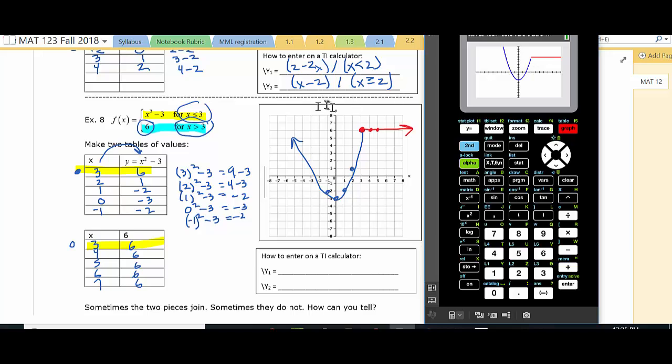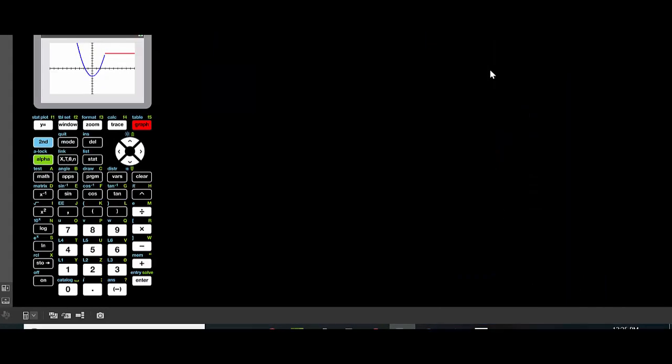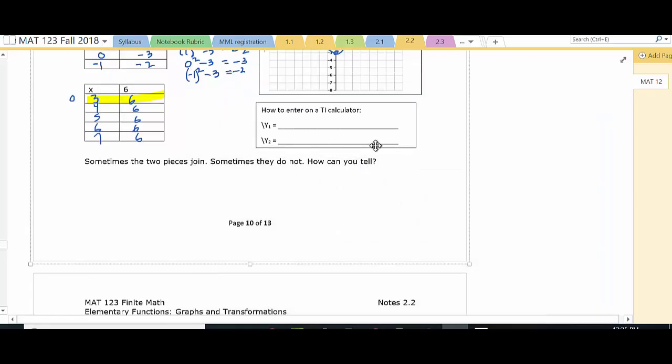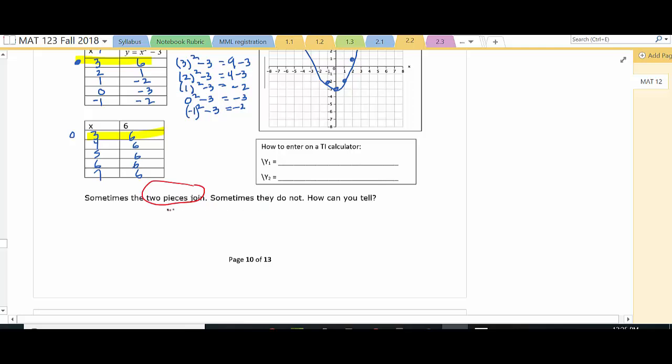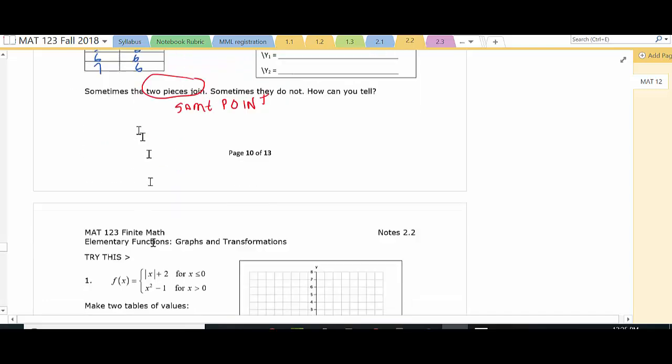Okay. All right, now let's try to do this on this next page. One thing I wanted to show you is I said sometimes the pieces join. Here's how you can tell: you can basically just tell that you have the same point. Notice that you had 3, 6 and you had 3, 6. If those first initial points are the same, then they're going to join. If they're different, then there's going to be a gap. Okay, that's the idea.